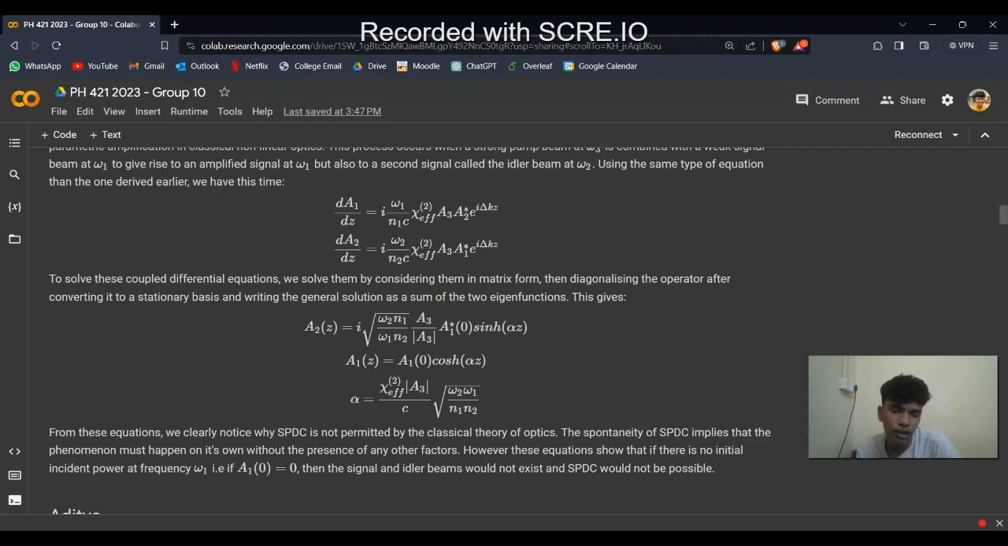This is a problem because the spontaneity of SPDC implies that the phenomenon must happen on its own. The omega 3 wave must break down into omega 1 and 2 even if there is no omega 1 present with it initially, right? So that is why there is the spontaneous in SPDC. But clearly, from the classical derivation, we see that this is not possible. This is what sets up the setting for the next part of the project, where we discuss how to explain this phenomenon using quantum derivations. Moving on to the next section.